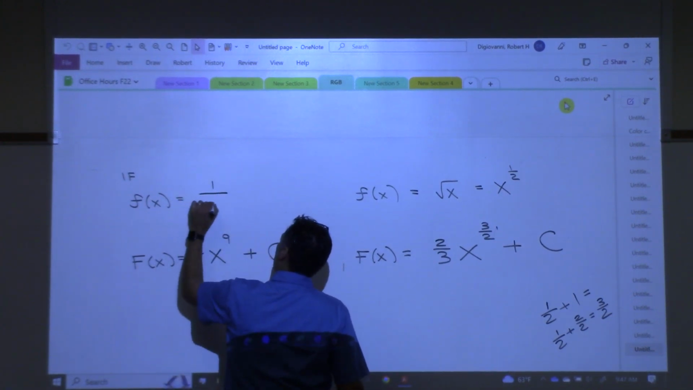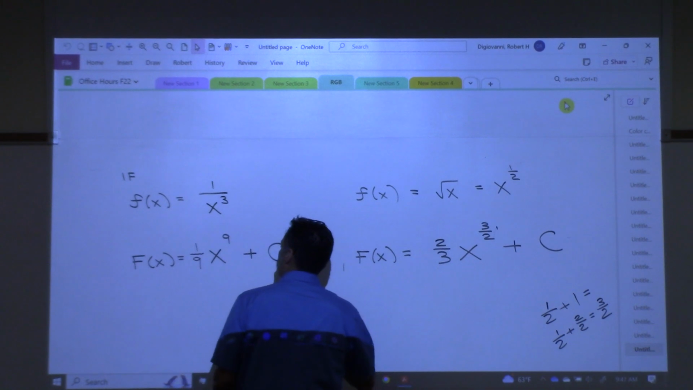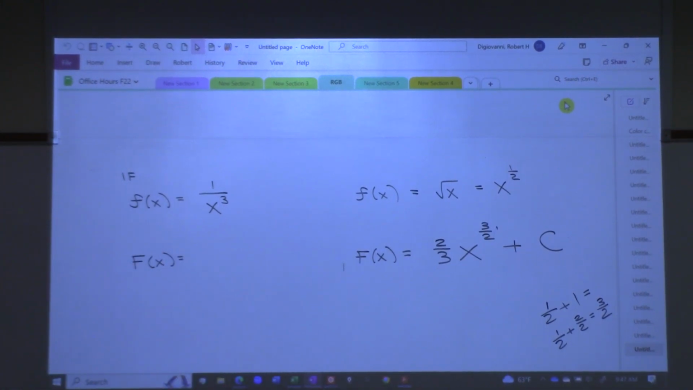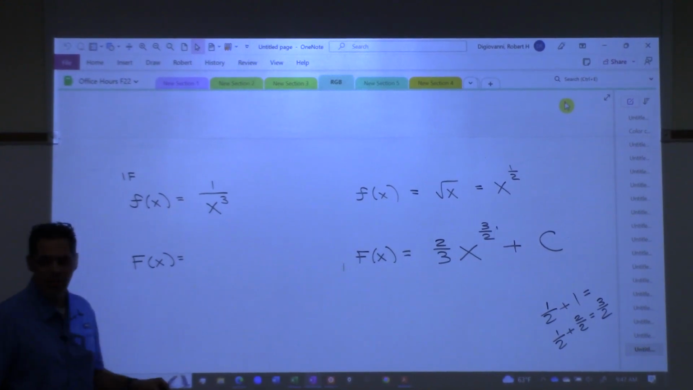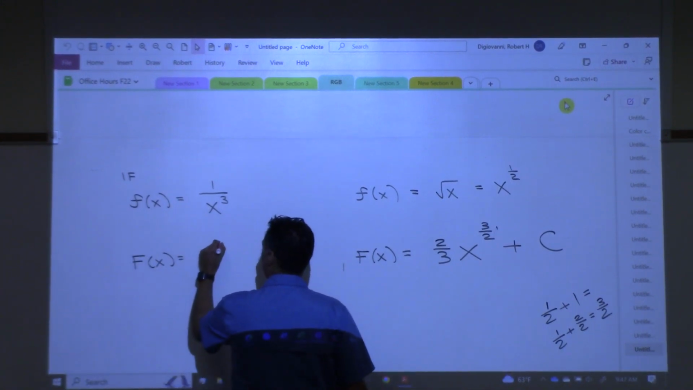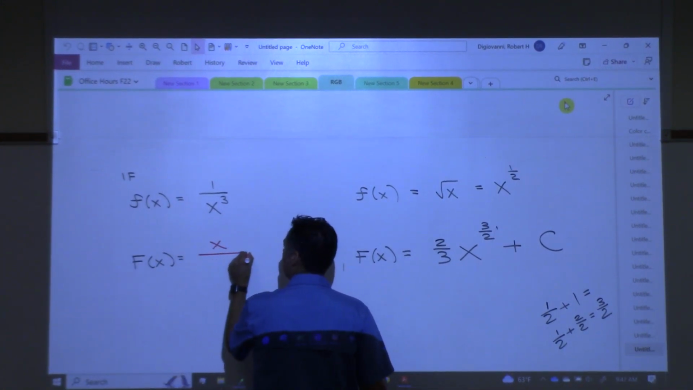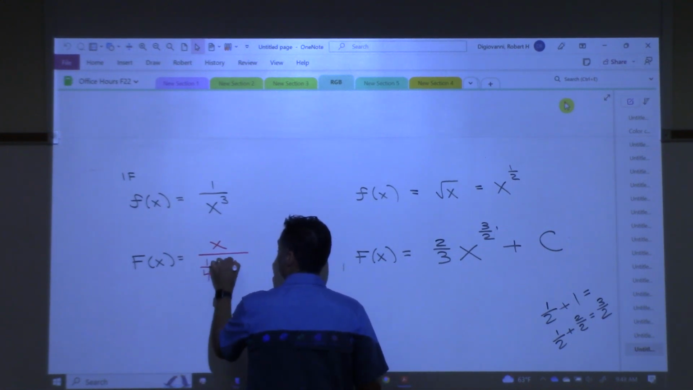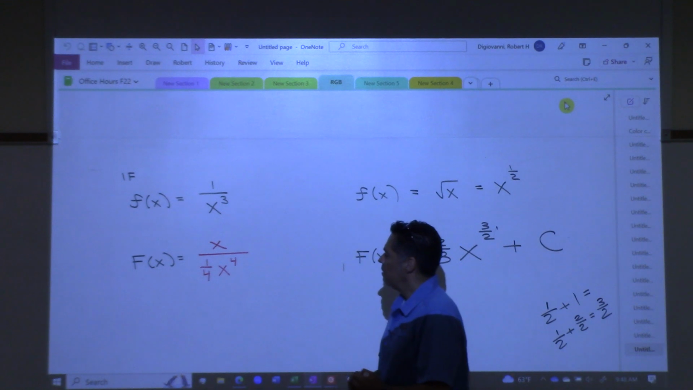Yes? Okay, how about this one? How about 1 over x to the 3rd? All right. So I want to put something up here. It's going to be in red, which means you probably shouldn't copy this down. I want to ask you what this student did and whether or not it's right. What do you think? Can you tell what I did?